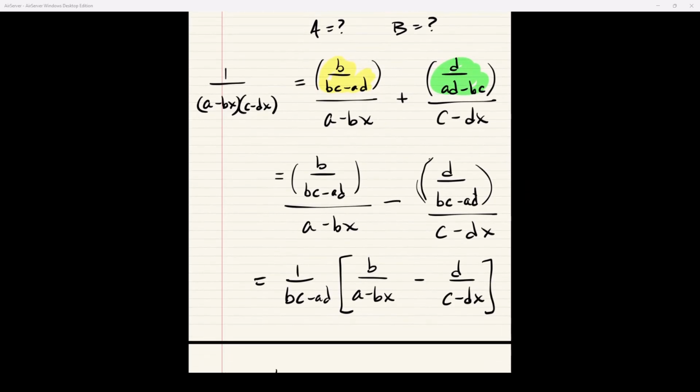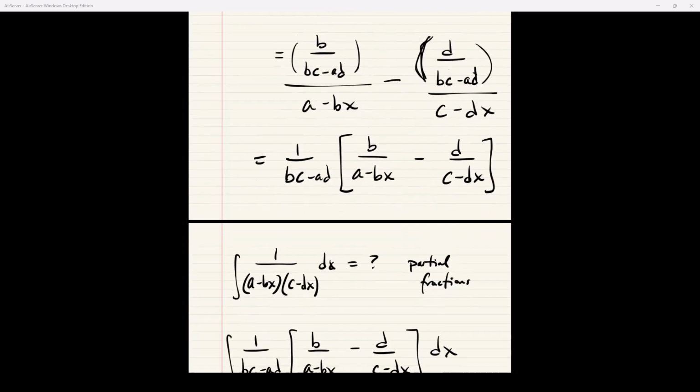And so what I can see now is that I have taken my fraction that I needed to integrate, and I've broken it up into these two partial fractions, each of which will be easier to integrate separately using the natural log function, because the denominators are linear in x. And because I have this constant, bc minus ad, in each term, I can just factor it out in front of these two fractions. So I'm just going to integrate this guy and integrate this guy separately.